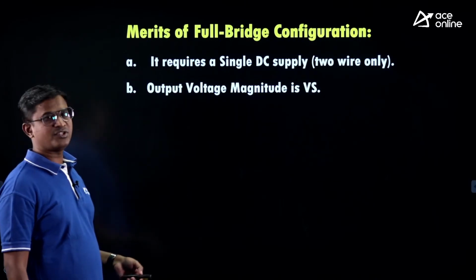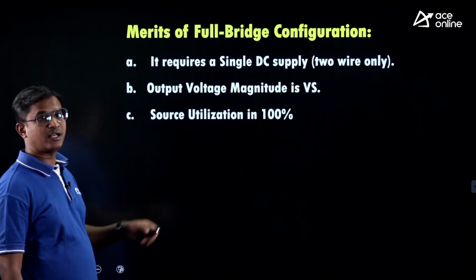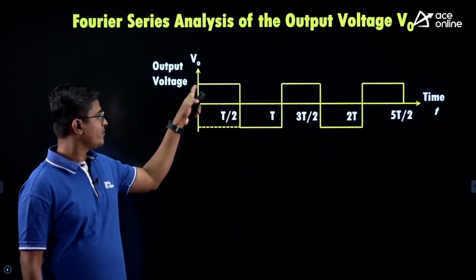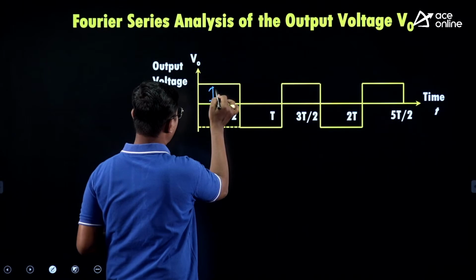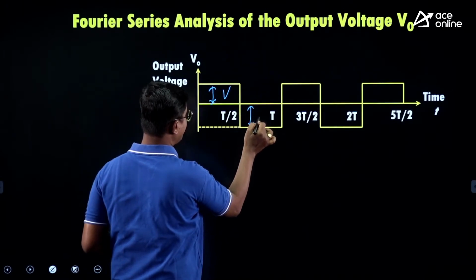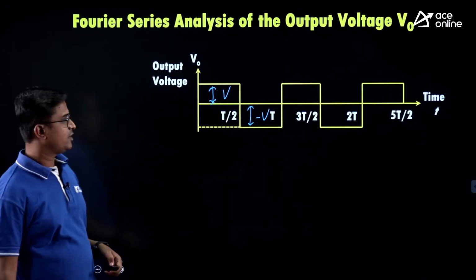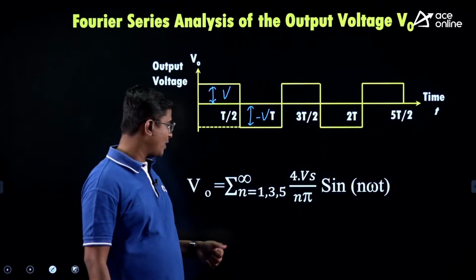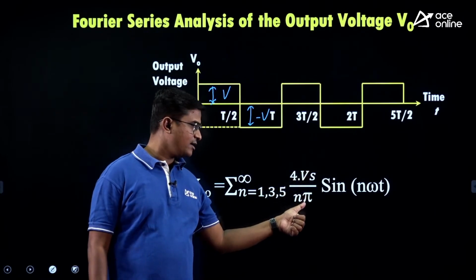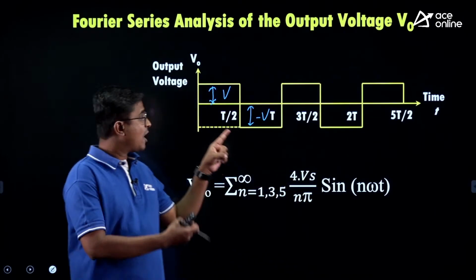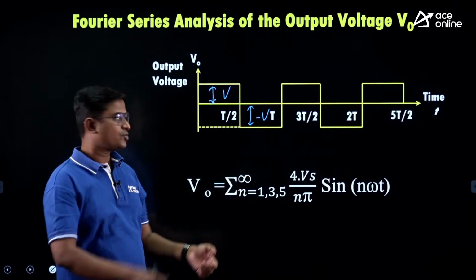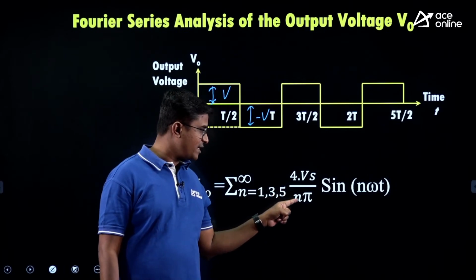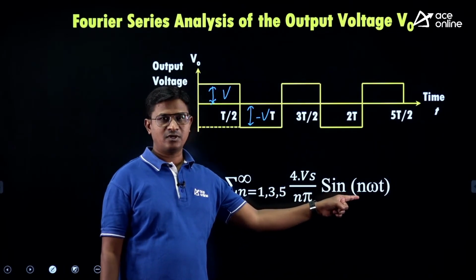Next, output voltage magnitude is Vs, so source utilization is 100%, okay? Now my output voltage has V and minus V pulses. This is V, this is minus V. So my expression in a half bridge inverter, if you recall, was 2 Vs by N pi. But now my output voltage has doubled, so instead of 2 Vs, that will become 4 Vs by N pi into sine of N omega t, alright?